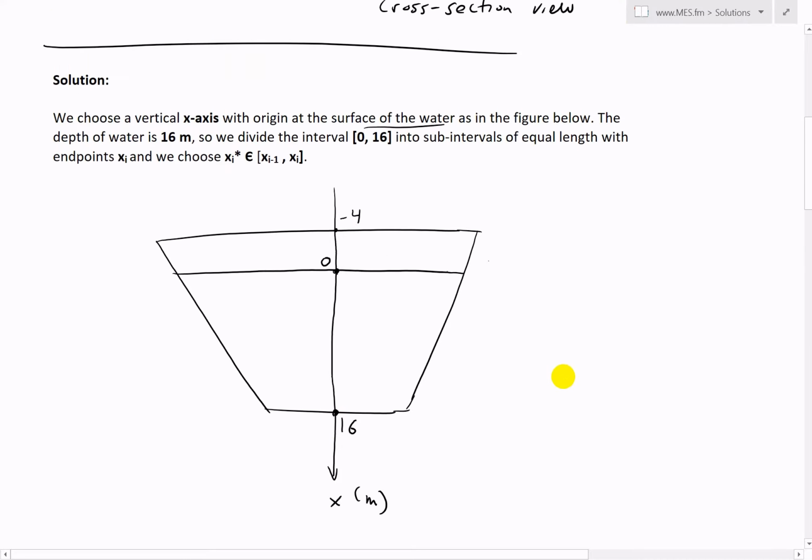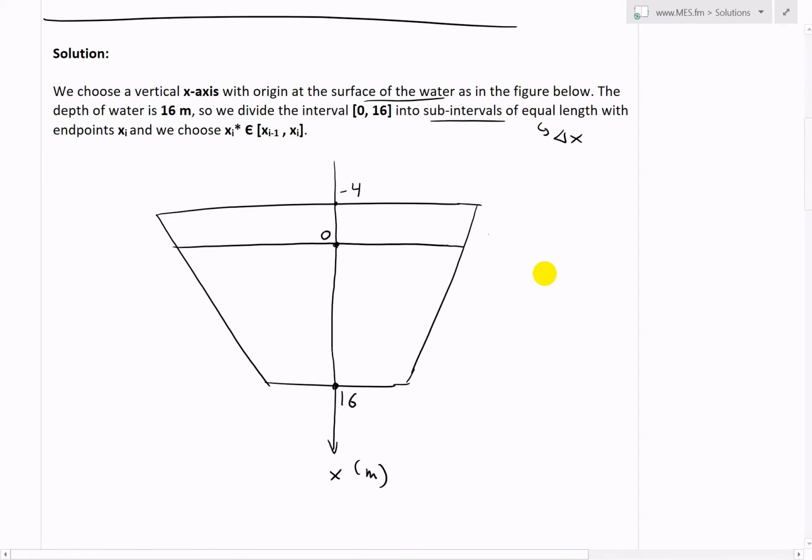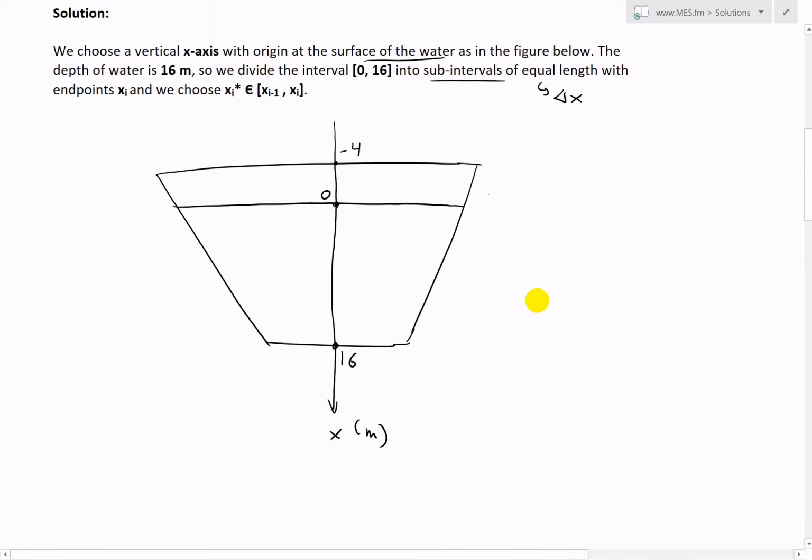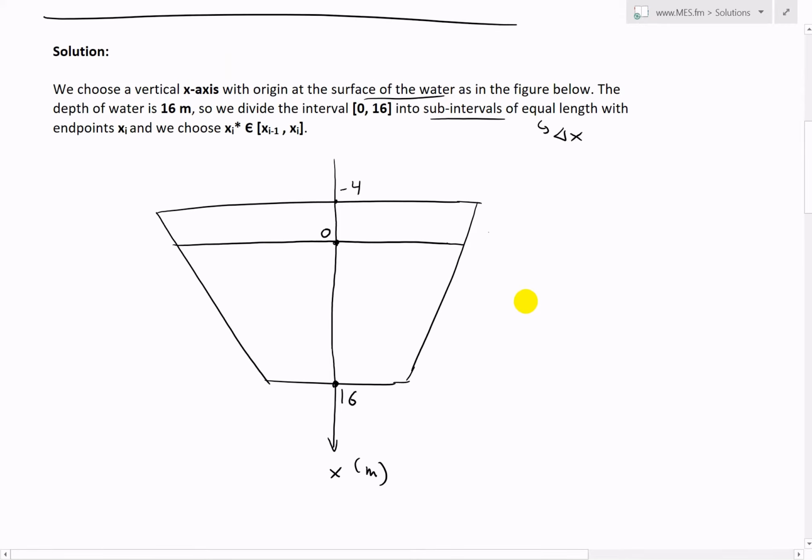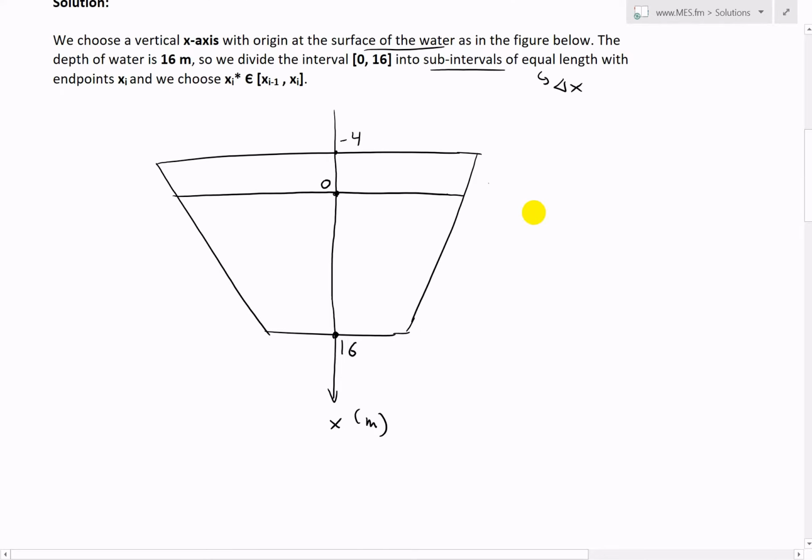Now what we're going to do is, the depth of the water is 16 meters, so we divide the interval from 0 to 16 into subintervals of equal length. We'll call this delta x, with endpoints xi, and we choose xi star to be any element of the interval from xi minus 1 to xi. As I've gone over in my earlier videos on integration and proving integrals, this xi is, let's say, 1, 2, 3, or 4, 5, 6, etc. It just keeps going on.